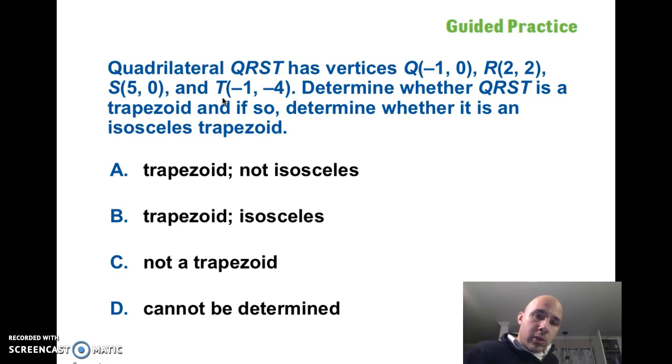All right, so make sure the lines are parallel, the two bases. And number 2, if it is a trapezoid, is it an isosceles, so make sure the legs of that trapezoid are congruent. Try it out on GeoGebra.